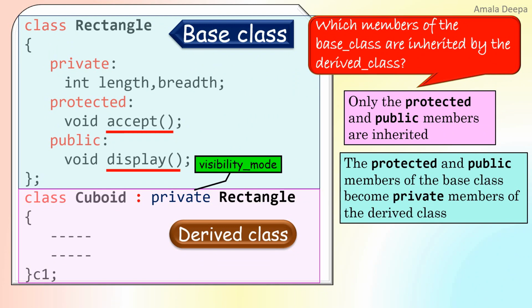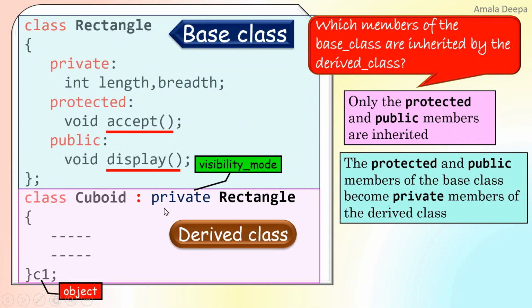Here I have created an object of the derived class cuboid. Can this object C1 access the inherited member functions accept and display? This object C1 cannot access the inherited member functions accept and display because accept and display are inherited as private by the derived class. You have already learned that private members of a class can be accessed only within the class. That is, private members of a class cannot be accessed by objects of that class.